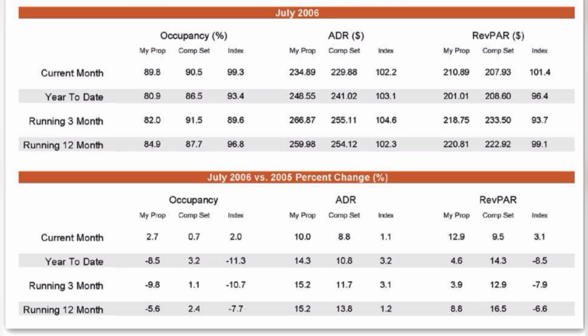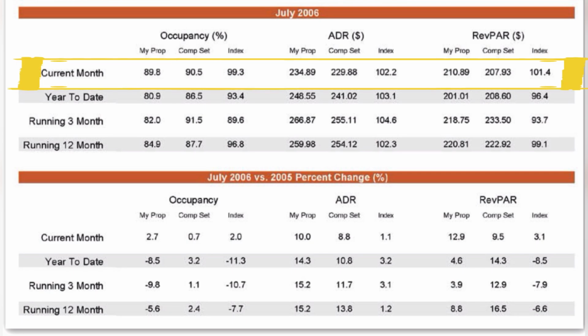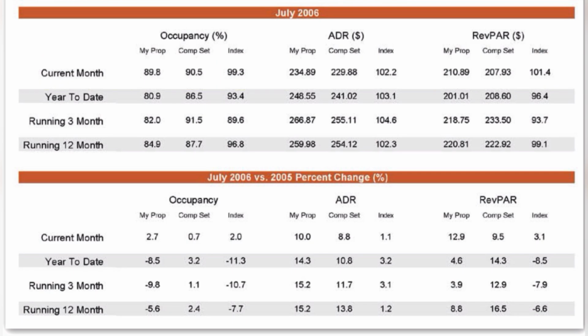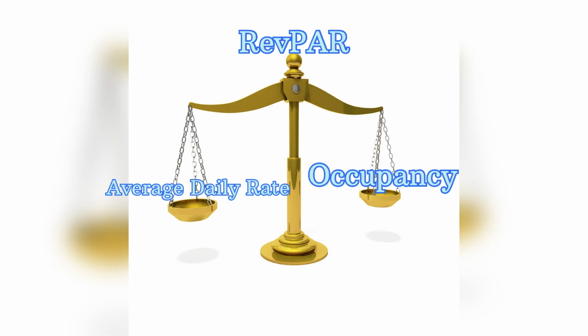If we take a look at the top portion of the chart for the current month, we can see that the subject property achieved a higher RevPAR than their competitive set over the same time period, thus achieving an index above 100. This was achieved by actually reducing their rates, which in turn caused an increase in occupancy compared to the running 3-month figures. It all comes down to finding a balance between ADR and occupancy.